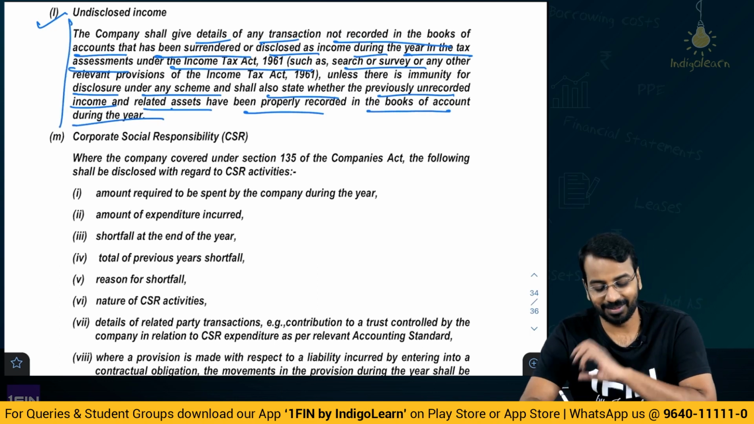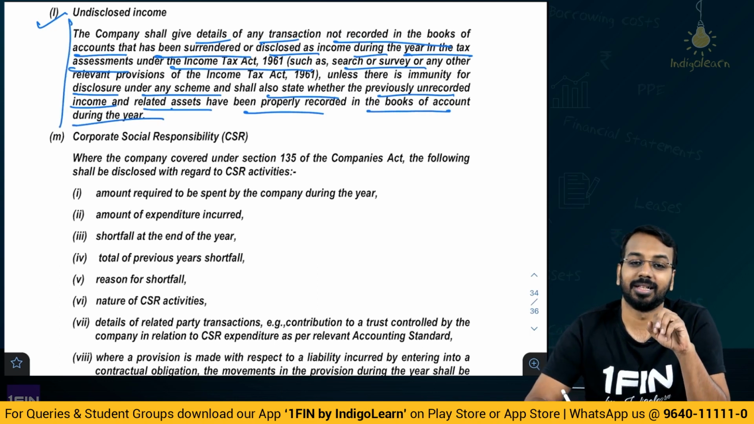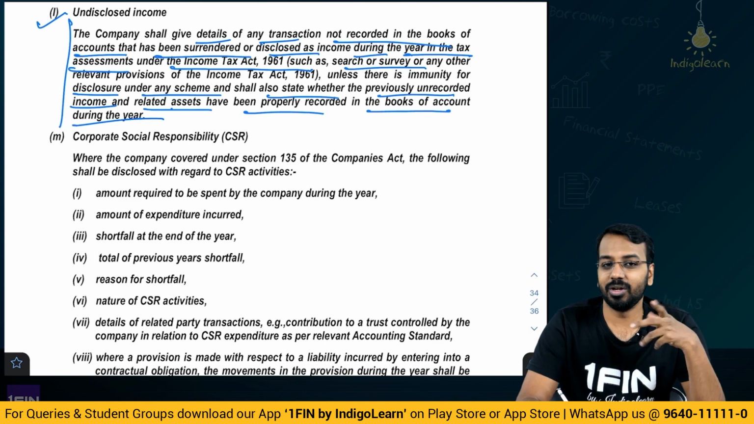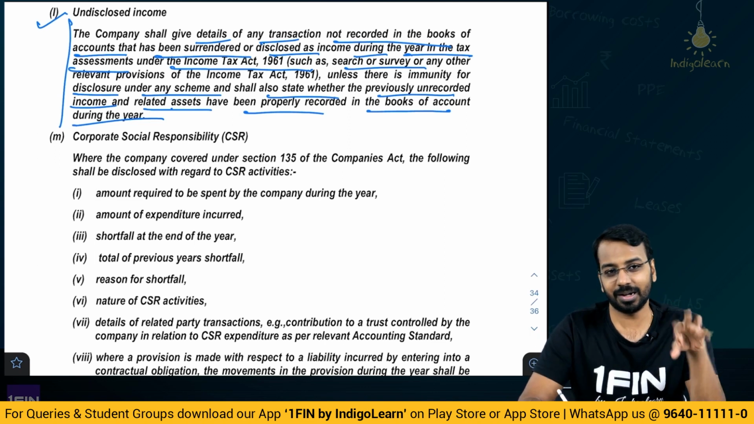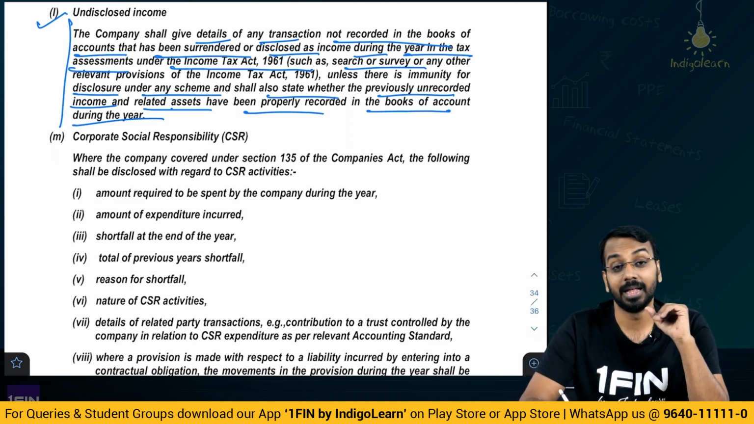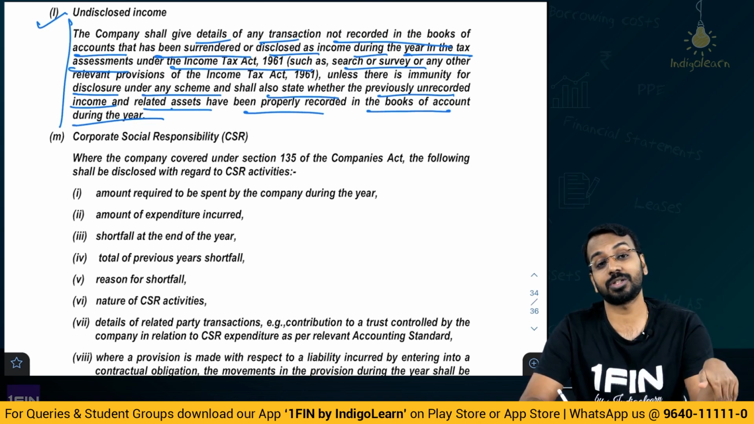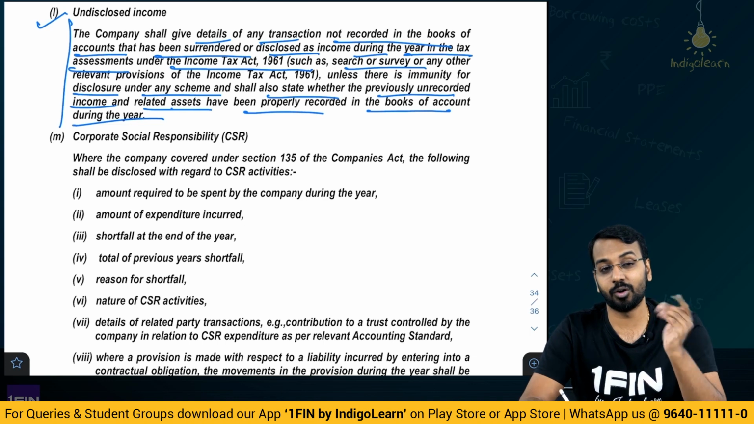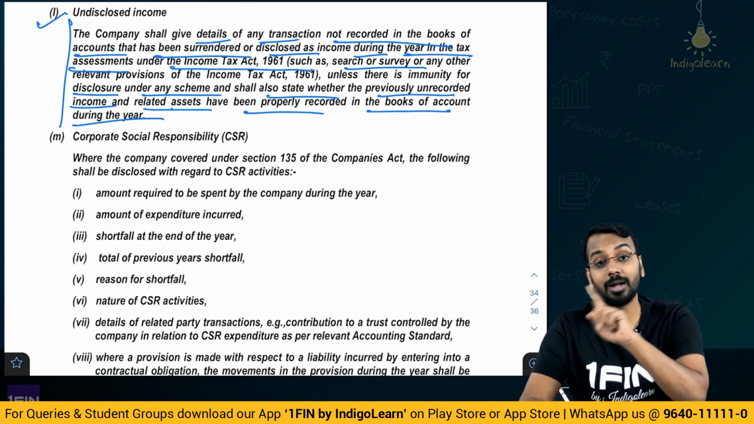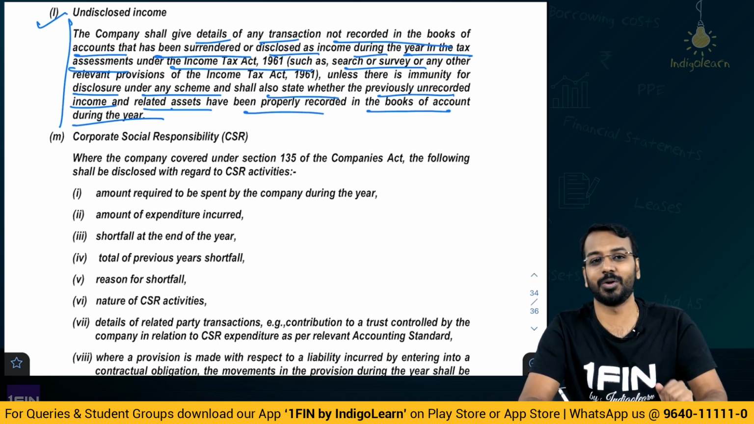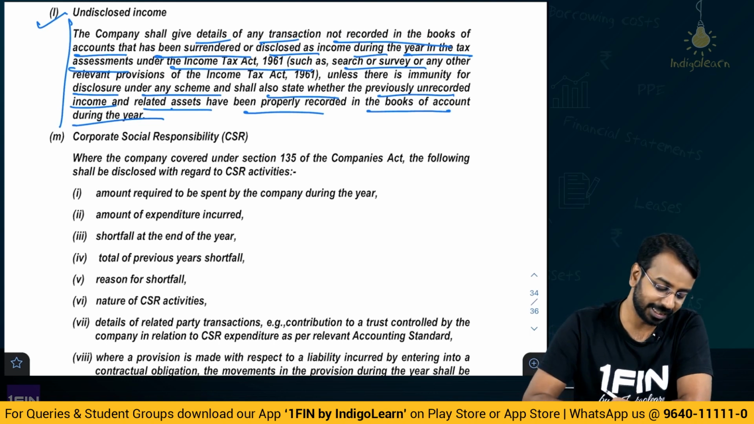So, very unique kind of disclosure requirement. What this requirement is saying is, you have not disclosed something in your financial statements and you have not disclosed something for tax purposes. Now, there is a search or a survey, and there is an undisclosed income which you are now declaring or disclosing. So, for income tax you have disclosed. What have you done in the books? You should disclose here also. So, that is what you have to disclose.